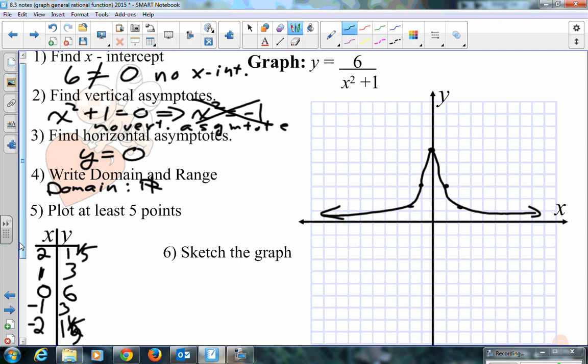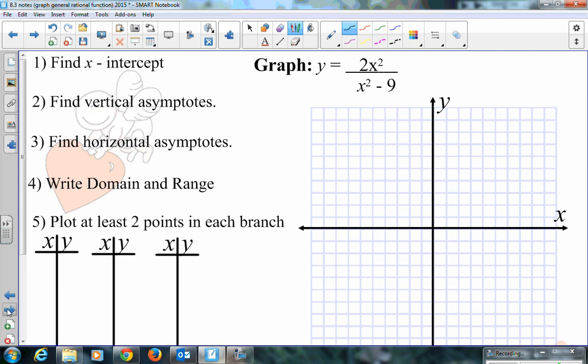Now, let's go back to the range. You look and see, okay, what was the biggest y value that I could have? Well, 6 is the biggest it gets, and then it goes down from there. And then you look at the littlest it could be, since y equals 0 is an asymptote, it has to be greater than 0, but it can't be equal to 0. So I say 0 is less than y, which is less than or equal to 6, and that gives me my range. And we have our first graph.